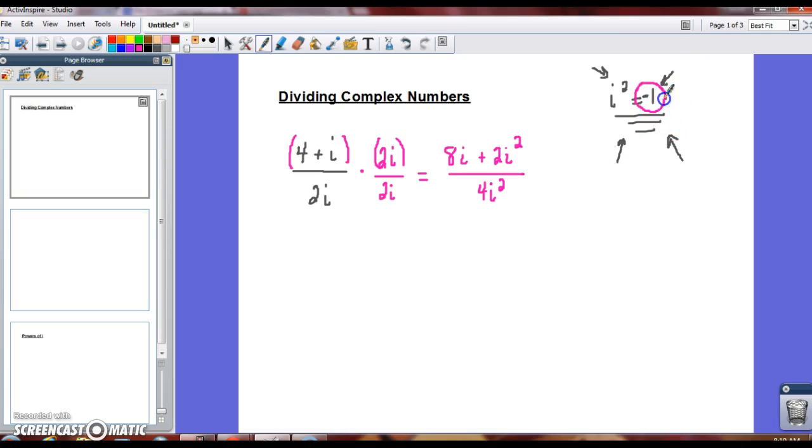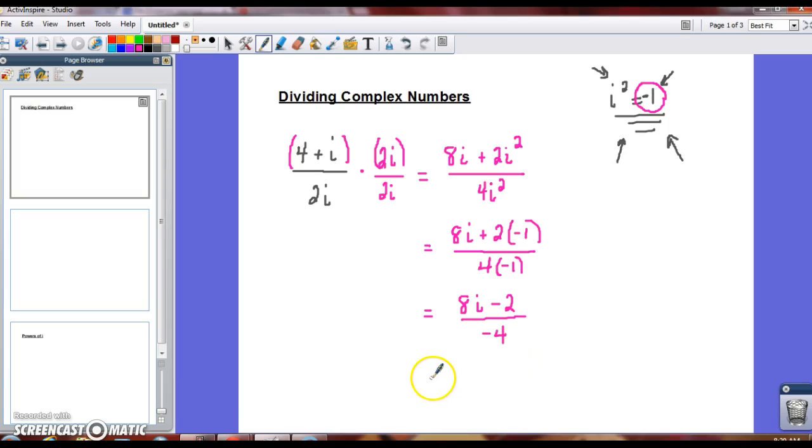Remember this really important fact. i squared is equal to -1. And so now I can go through and replace i squared with -1. I have 8i plus 2 times -1 over 4 times -1. That leaves me with 8i minus 2 over -4. Okay, so that would be dividing. Now notice I no longer have an i in my denominator.